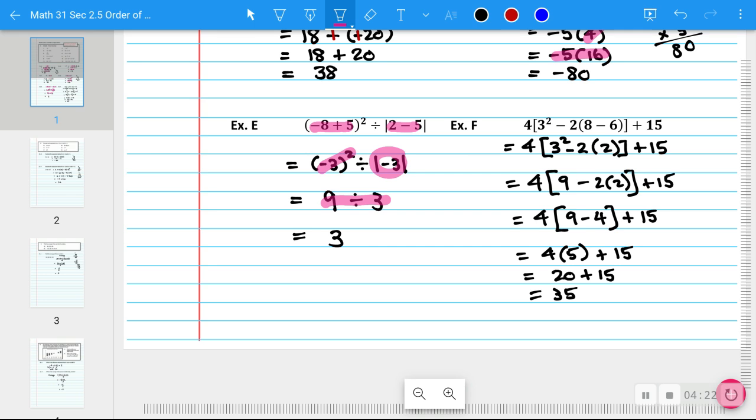Okay, on example F, we have a set of parentheses inside of another set of parentheses. And that's where you start, is the innermost part of it. So you're going to take care of all the parentheses first, but start on the innermost pair. 8 minus 6 is 2. Exponents get done next, so that gives 9. And now the multiplication gets done, and that gives 4. And then 9 minus 4 is 5, and now the parentheses are all gone. We do multiplication next, 20. 20 plus 15 is 35.